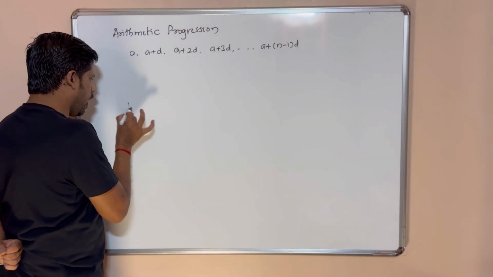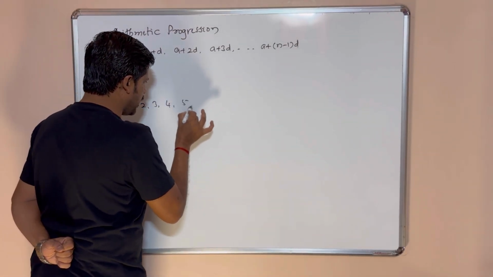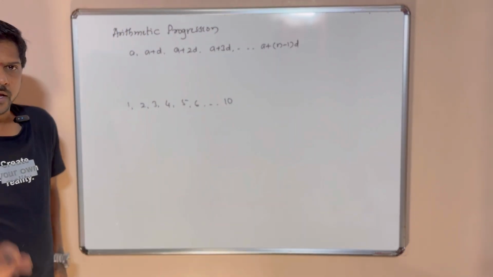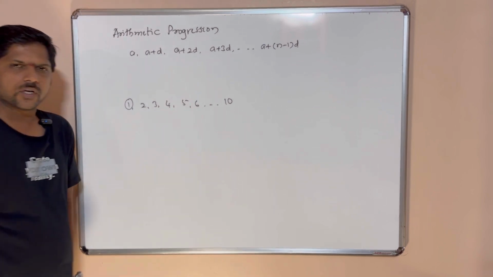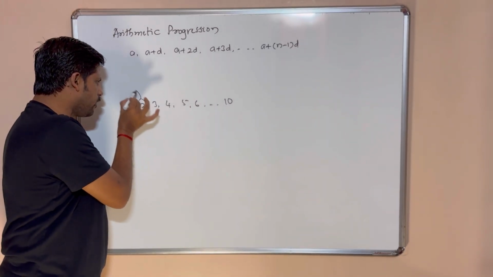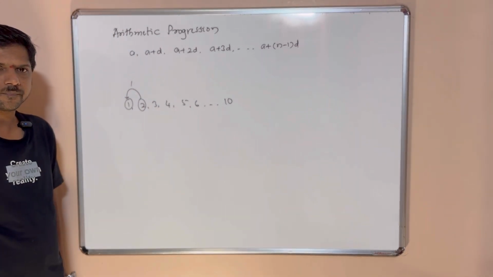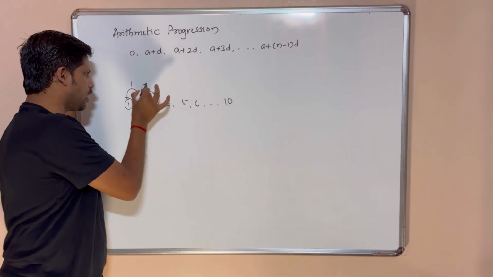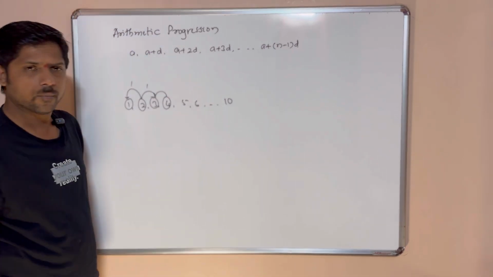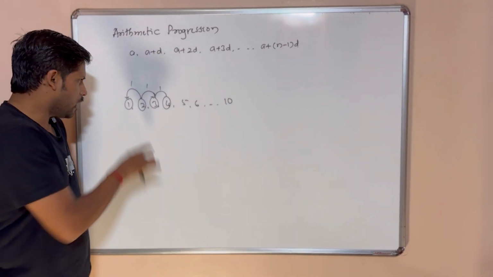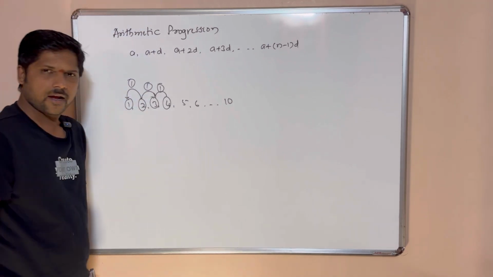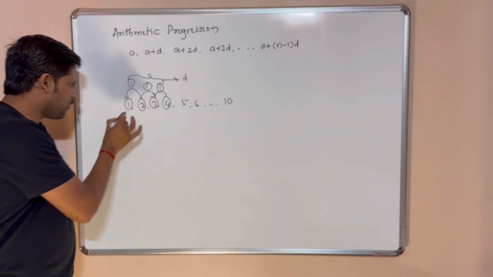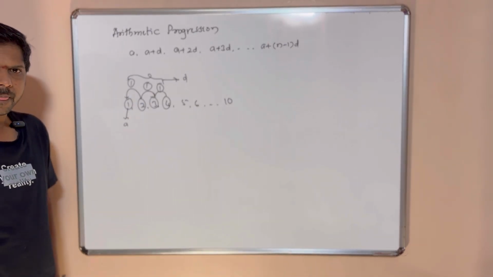Suppose 1, 2, 3, 4, 5, 6, and so on up to 10. Here we have 10 numbers. Here the first term is 1, and the difference between these two is again 1. What about third term and second term? The difference is also 1. Fourth term and third term, it is also 1. So here the common difference is d. In the arithmetic progression, common difference is denoted by small d, and the first term is denoted by a.